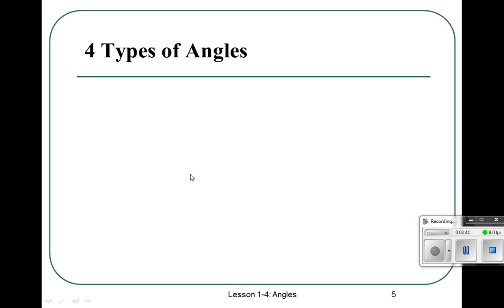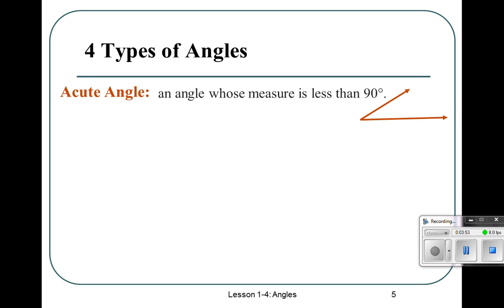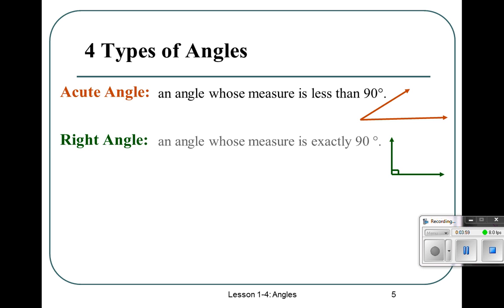Okay, there are 4 types of angles, so you need to turn your paper over. There are acute angles, angles that are less than 90 degrees. Right angles measure exactly 90 degrees, and you will always see this symbol here indicating a right angle. We also will call these lines perpendicular.